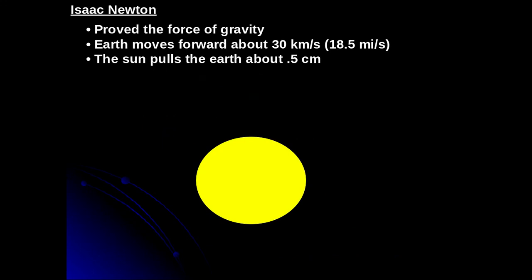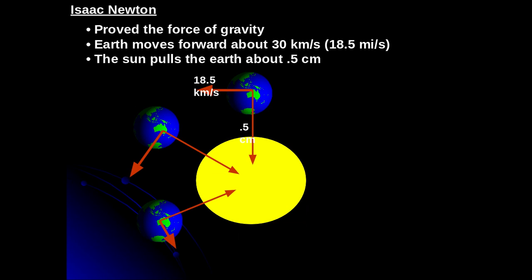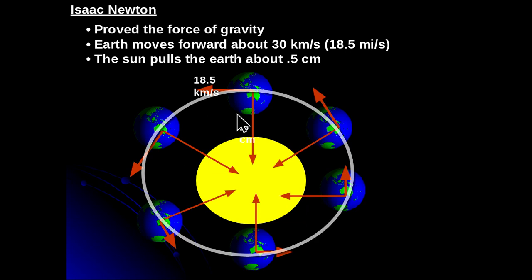So here's our sun. The sun wants to go 18.5 kilometers per second, but it's being pulled by gravity at 0.5 centimeters. So it forces the Earth to have to make its way around the sun and creates a path. My PowerPoint shows a circle, but we know that Kepler says it has to be elliptical.